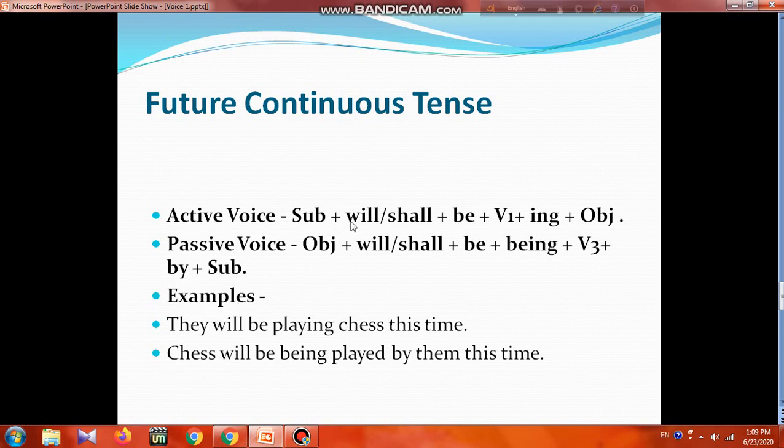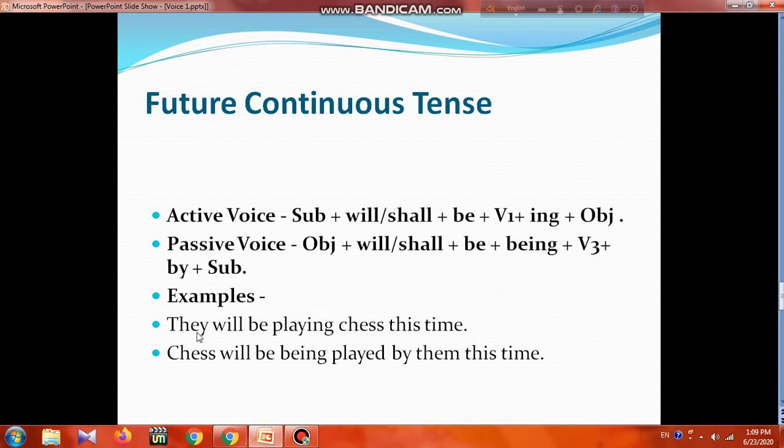So for future continuous tense, the structure goes: subject, shall or will, then be, then verb plus ing, then object. If you want to change it to passive voice, the object will be at the beginning, then shall be or will be, then being will be there, then B3, then by plus subject.